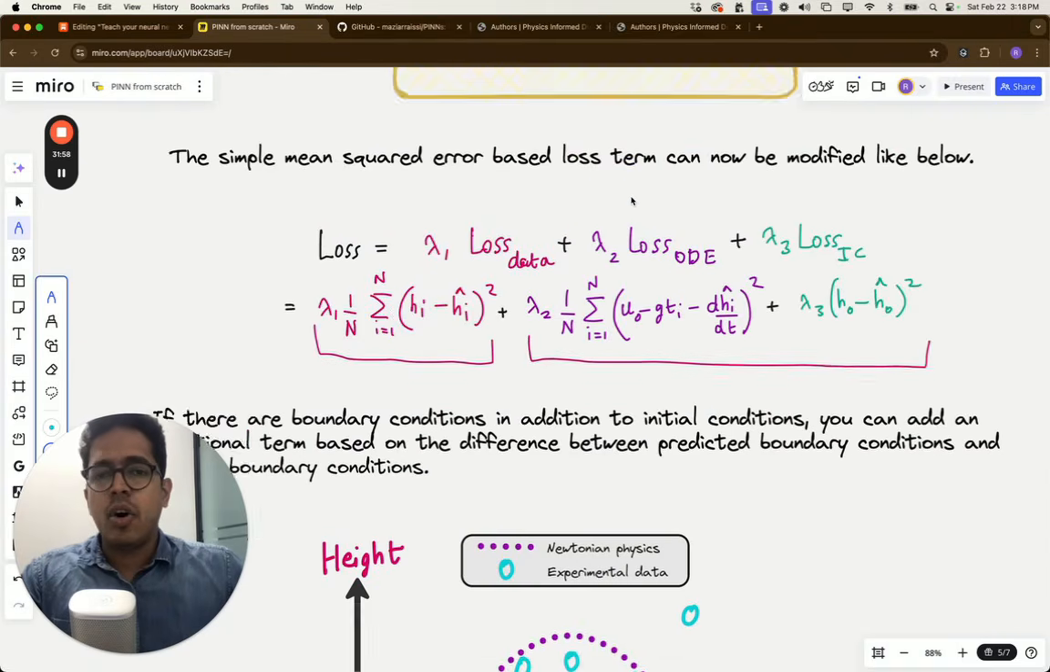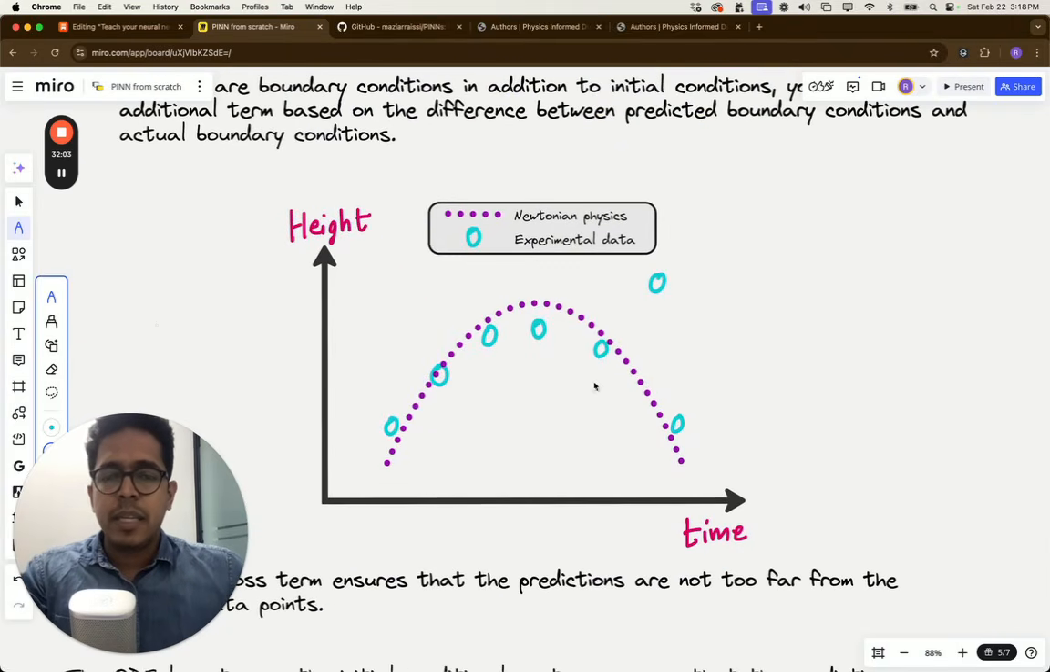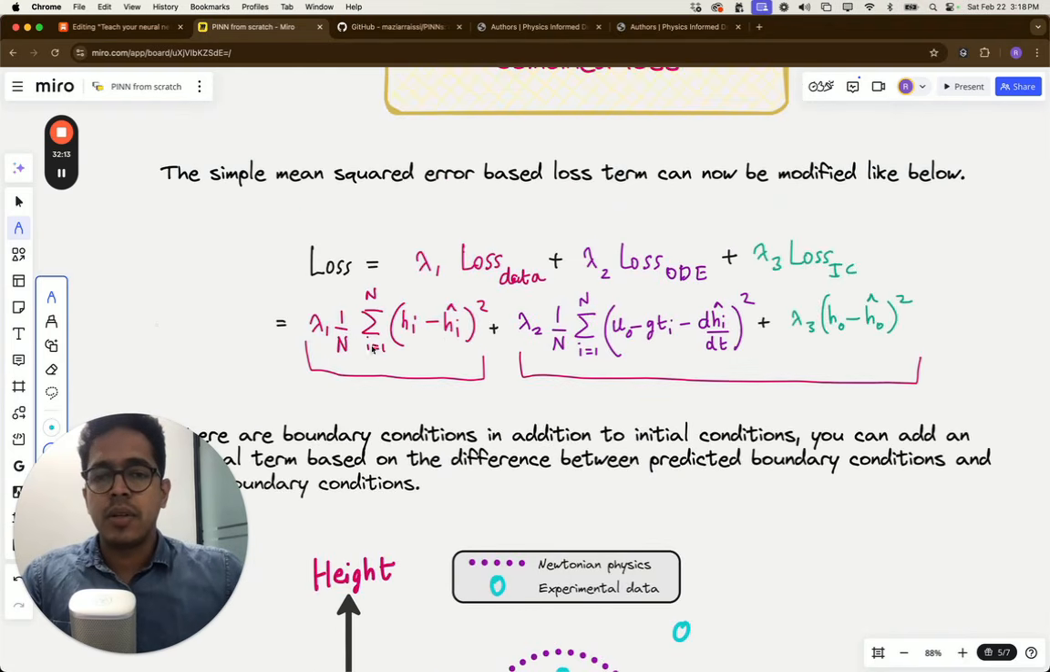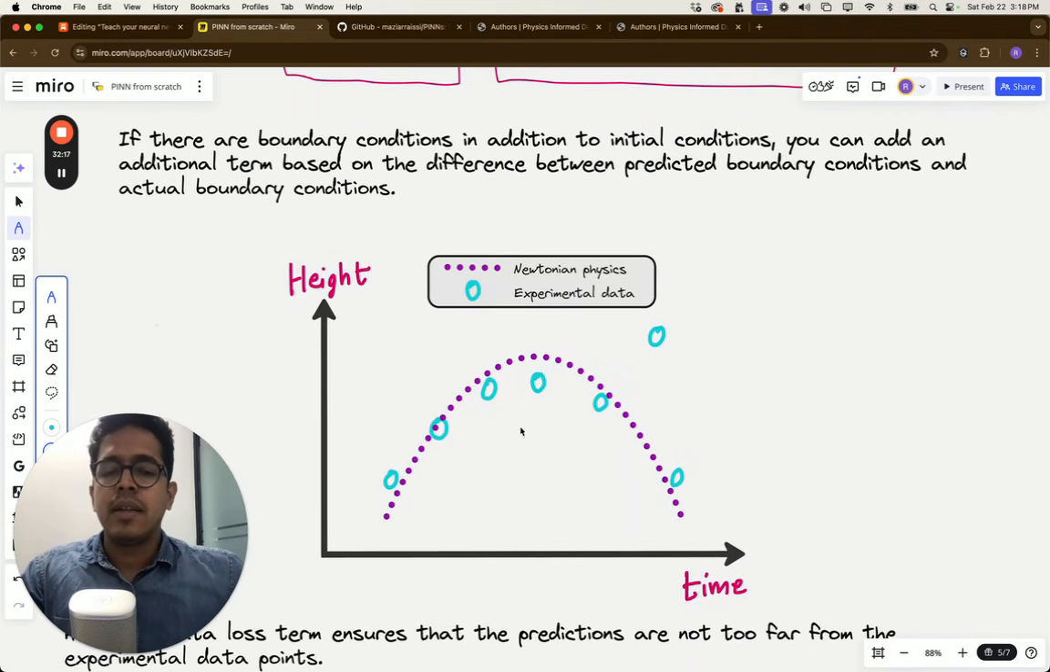Your goal, if all these three terms are present, is to say: I have some experimental data and I don't want my predictions to go far away from the experimental data. That is what the first loss term will ensure. The second and third loss terms will ensure that the predictions are not too far away from this dotted purple parabola, because that is the Newtonian physics.